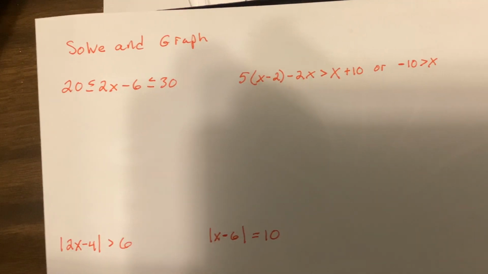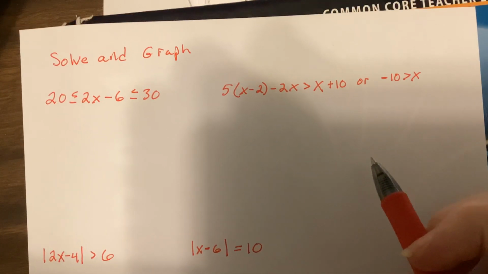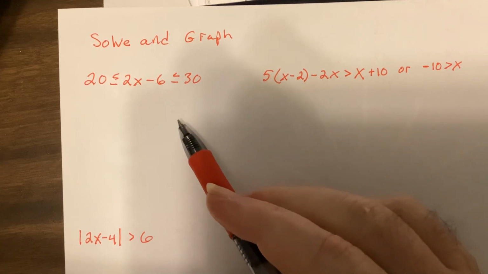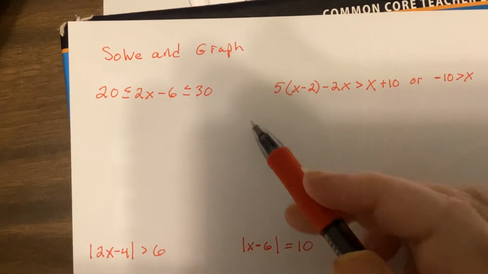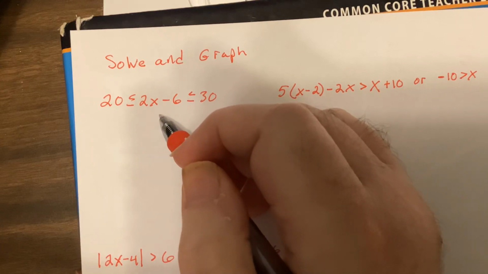Solve and graph. This one I took up a little too much space. So do those 2 for me, please. Well, do this 1. We'll do it this way. Do this 1 for me, please.